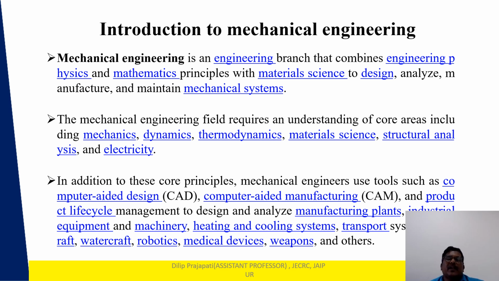The mechanical engineering field requires understanding core areas including machines, dynamics, thermodynamics, material science, structures, and electricity. In addition, mechanical engineers use tools such as computer-aided design (CAD), computer-aided manufacturing (CAM), and product life cycle management to design and analyze manufacturing plants, industrial equipment, machinery, heating and cooling systems, transport systems, watercraft, robotics, medical devices, weapons, and others. This is the introduction to mechanical engineering.